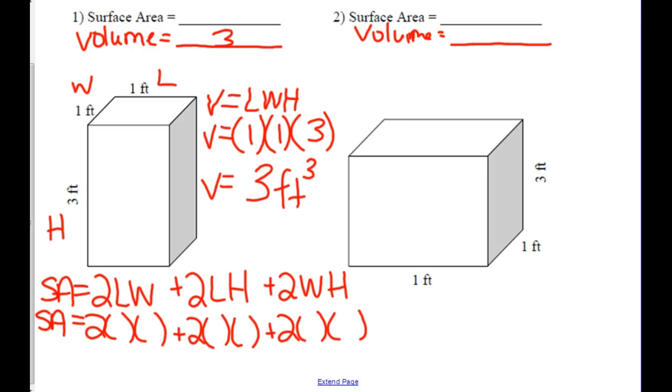So my L is 1. So wherever there's an L, I'm going to put a 1. My W is also 1. So wherever there is a W, I'm going to put a 1. My H is 3, so wherever there is an H, I'm going to put a 3. And again, we did this at the very beginning of the year when we did order of operations and substitution. So this isn't new either.